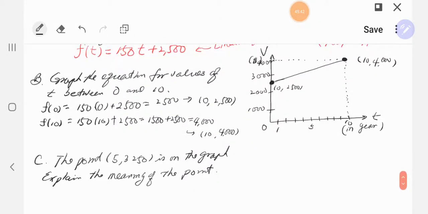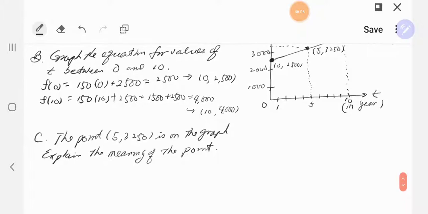Letter C is, the point where t is 5, then y is 3,250. So this should be on the graph. When x equals 5, this point should be when t equals 5, y should be 3,250. Is it true? Let's check whether it's true.